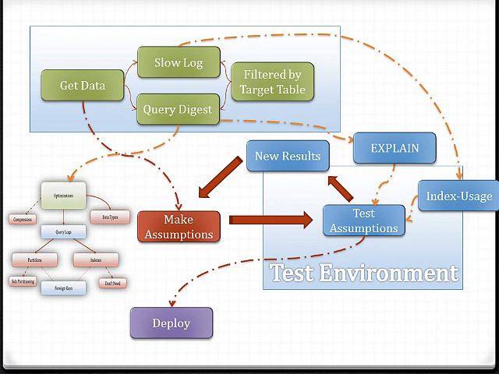Right, so just going over things again. I hope you have the PDF in front of you, because this is really bright. Once we know the target table, you may already know it, we gather the data in a slow log, we query digest it, we filter it by table, we make an assumption, we test our assumption with the explain from the query digest, from the worst queries. We do index usage from the slow log to see if some indexes are not used anymore. We get new results and we deploy them.